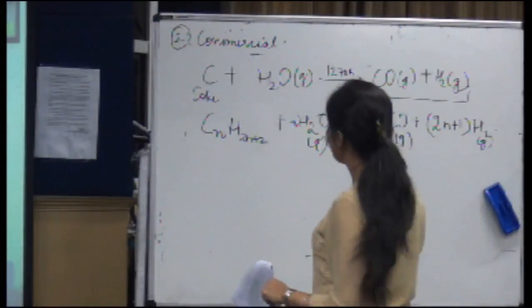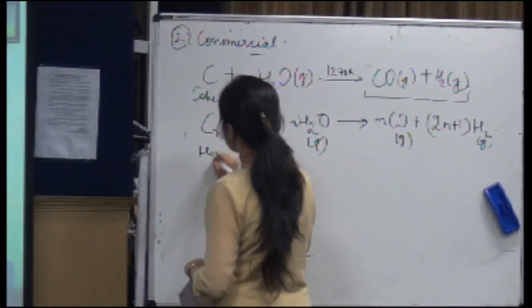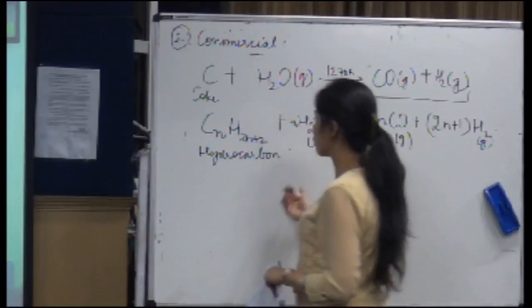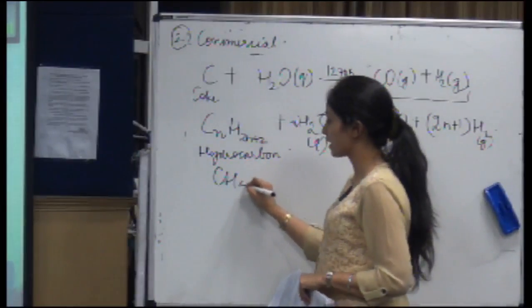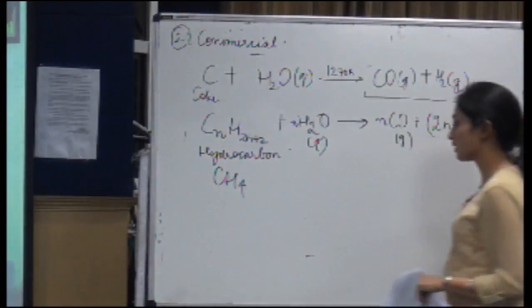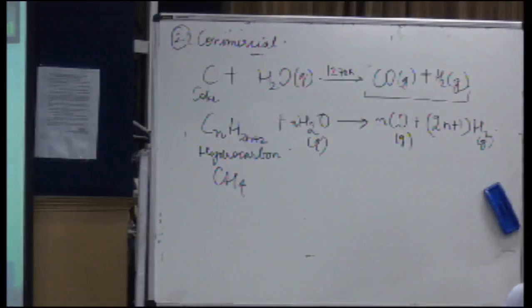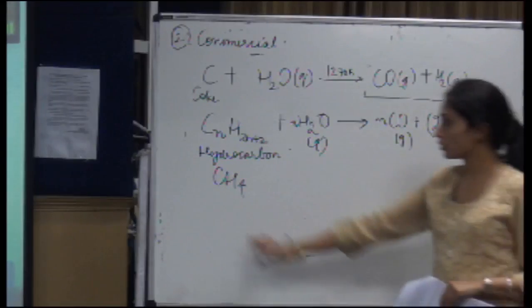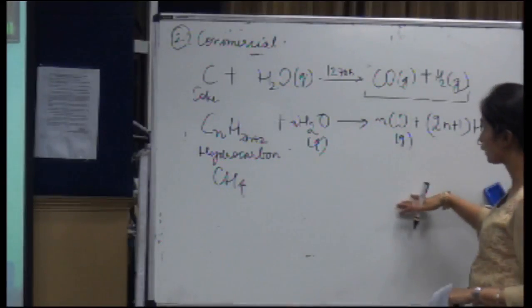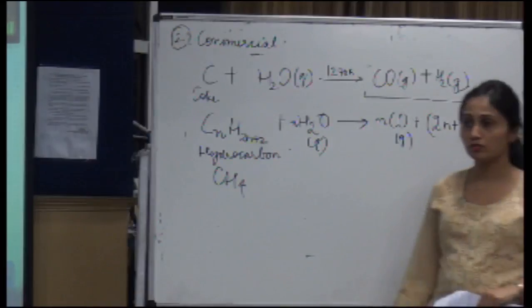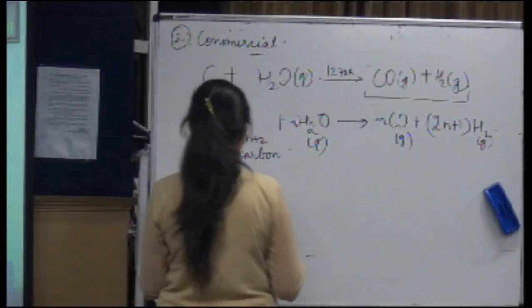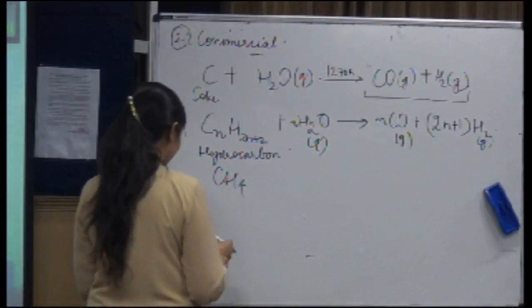So pick up any of your hydrocarbons and check it out from methane, write it yourself. Methane plus water will give you CO plus 3H2, because one carbon, n is the number of carbon atoms. So you have CH4 plus H2O giving CO plus 3H2. So that is again your water gas, because it is a mixture of CO and H2.